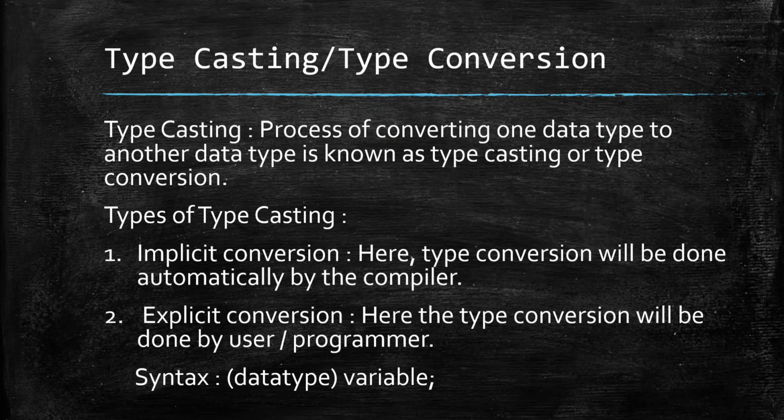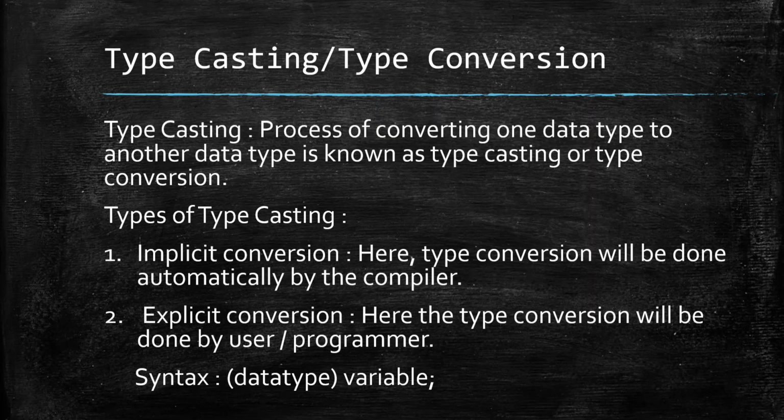So types of typecasting. We are having 2 types in our typecasting. So what is typecasting? We convert one data type into another data type. Fine. That is known as my typecasting. So we are having 2 types in it, that is implicit conversion and explicit conversion. So what is my implicit conversion? Here type conversion will be done automatically by the compiler.